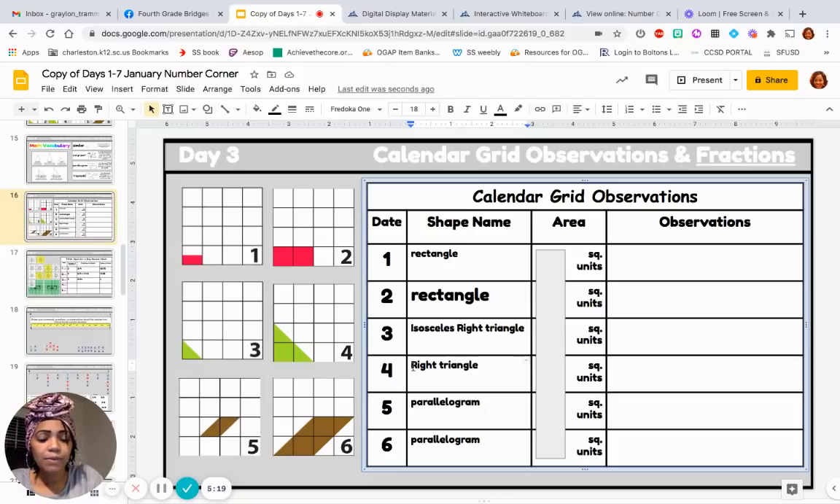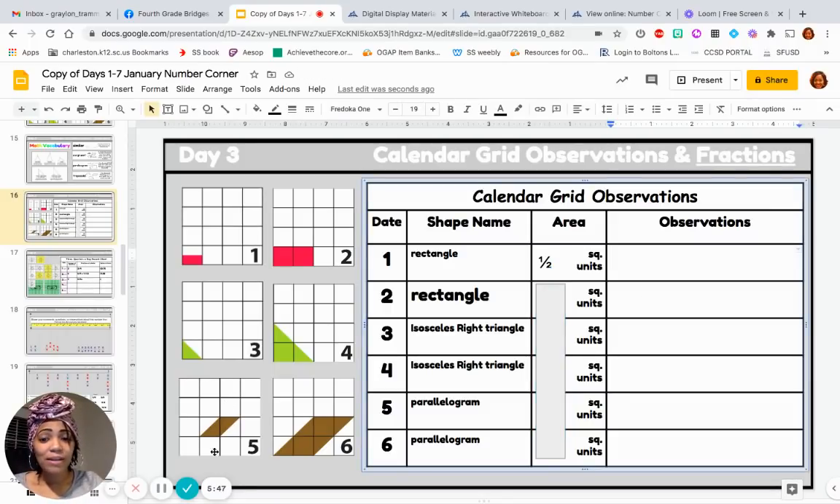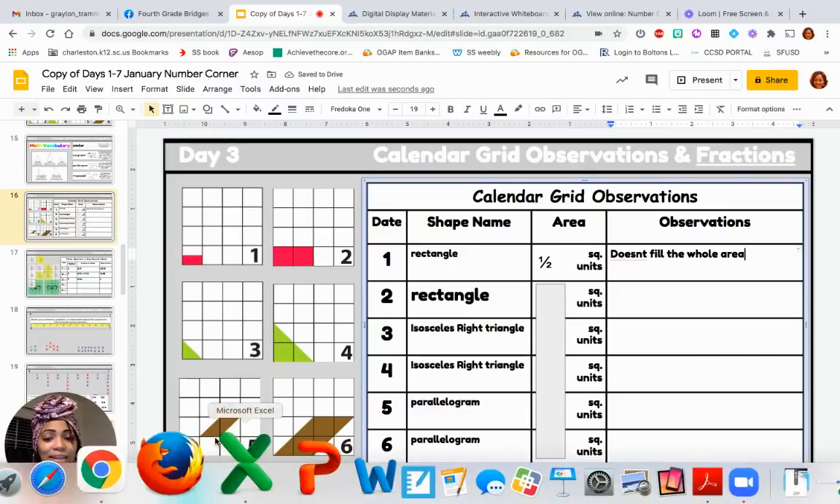All right, so now let's talk about the area. You may remember I already gave you one hint, and I said that the area of one square is one square unit. So, looking at our first marker, how many square units do we have? Does it fill up one whole? No, it doesn't fill up one whole. It only fills up half of the square unit. So it has an area of 1/2. If I were to type up observations about this shape, I could say it doesn't fill the whole area, possibly. And we already know that it's a rectangle, so I will leave it as that.